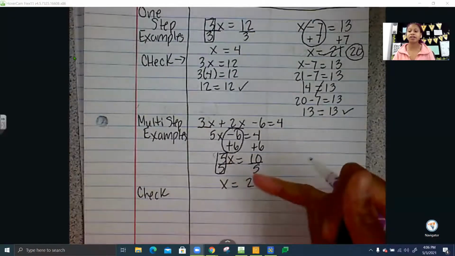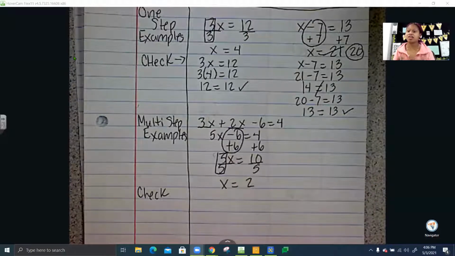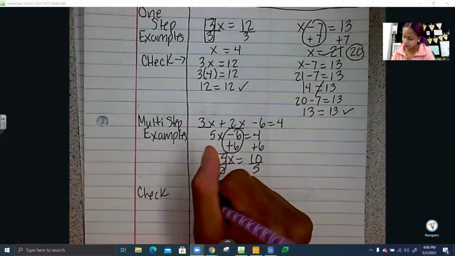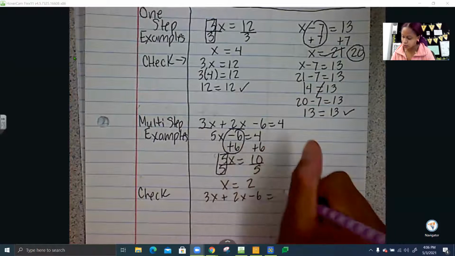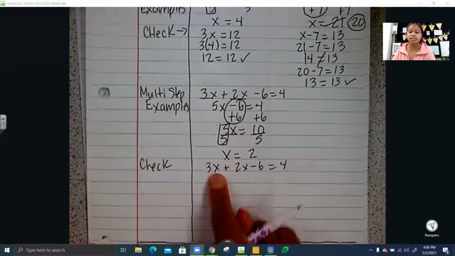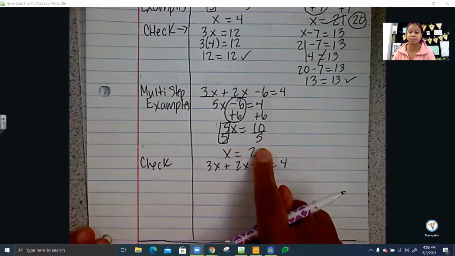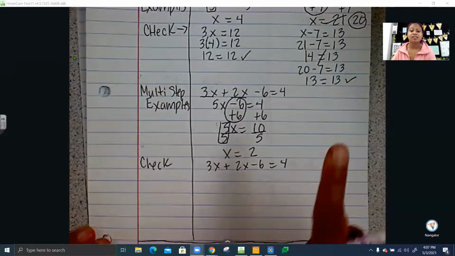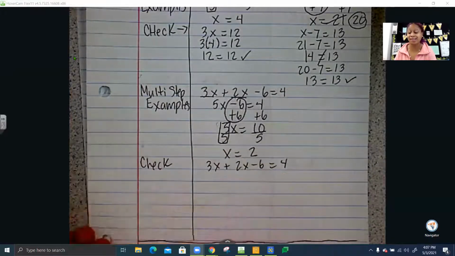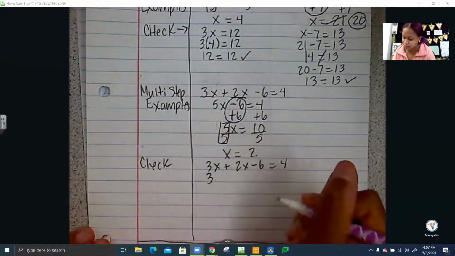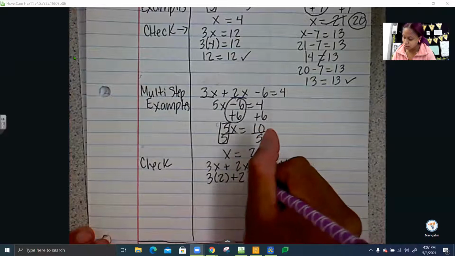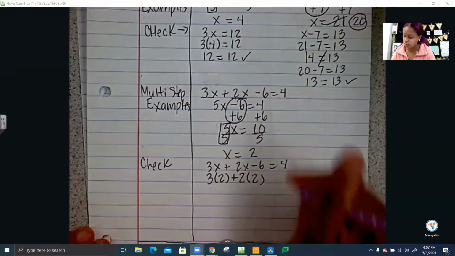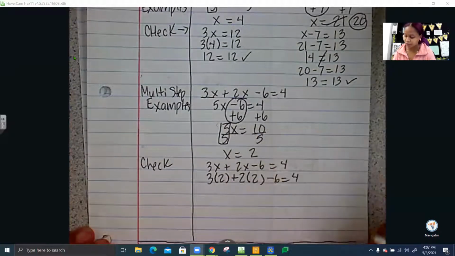So it's great that I found an answer, but now let's see, is that the correct answer? So instead, I'm going to rewrite my problem. 3x plus 2x minus 6 equals 4. Instead of x, though, I'm going to substitute in the value 2 to see if I solve it, would I get the correct answer. So instead of 3 times x, it's going to be 3 times 2 plus 2 times 2, instead of 2x, minus 6 equals 4.